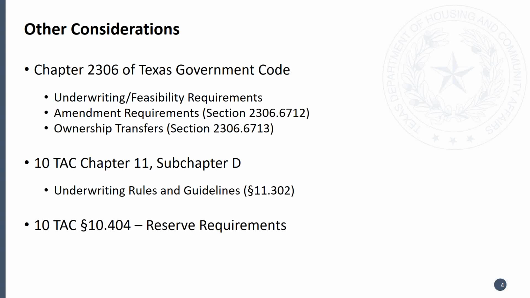As it relates to Chapter 11, Subchapter D, you all may be familiar with the underwriting rules at application. A similar analysis is conducted at the cost certification stage. Many of the underwriting rules from application apply at cost certification, so the same analysis that was done at the time of application is being done once the development has been built. A lot of the frequent findings are things that would have been addressed at the time of application underwriting as well. And then the reserve requirements I'll get into in a little more detail down the road, but just know that 10.404 has some provisions regarding reserves.